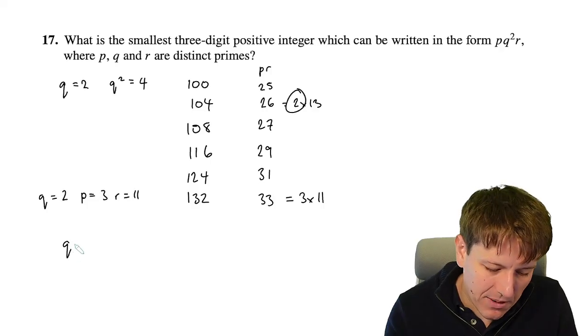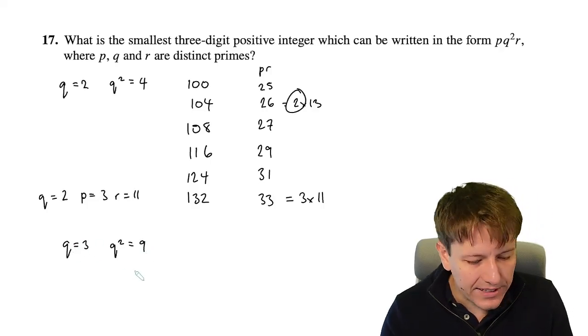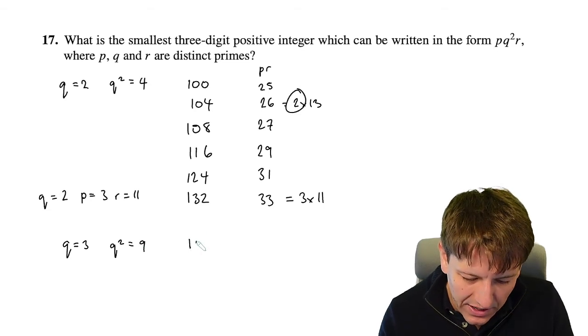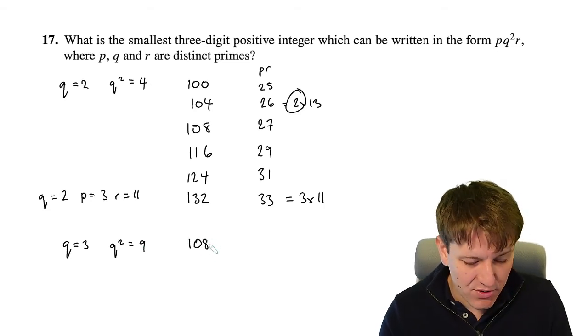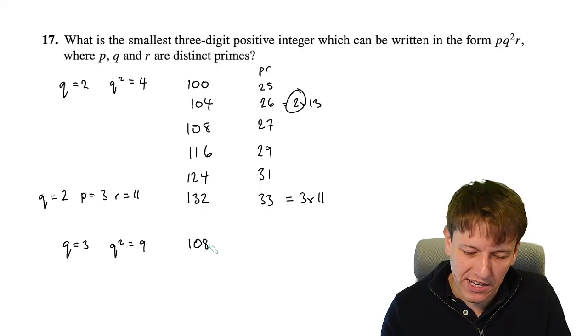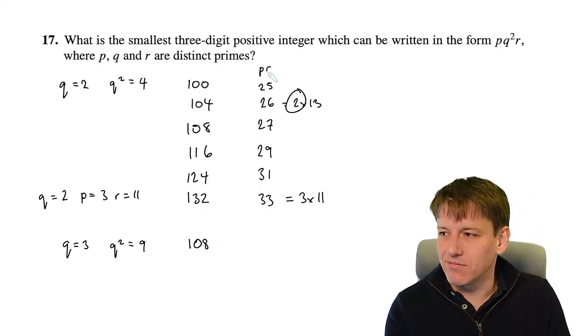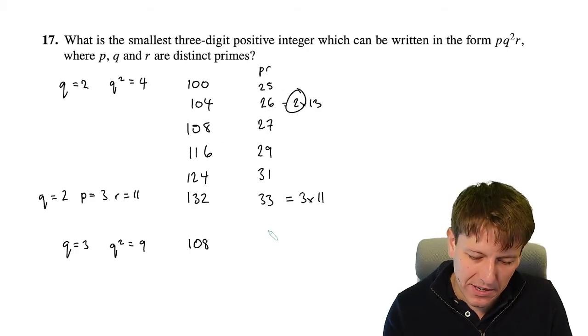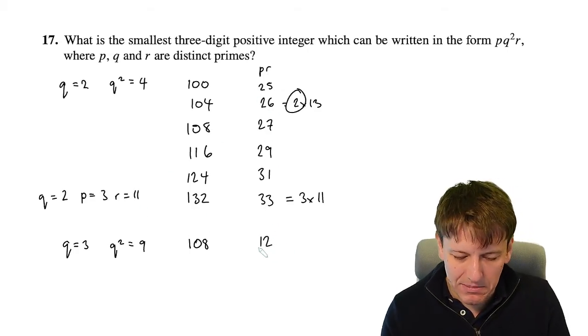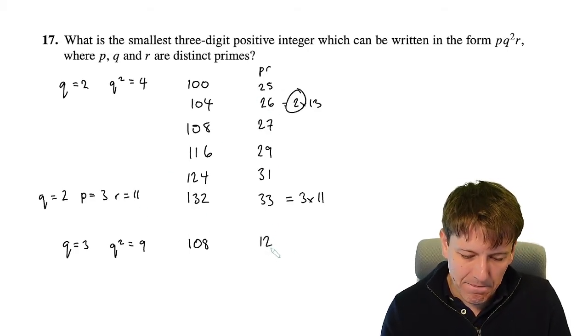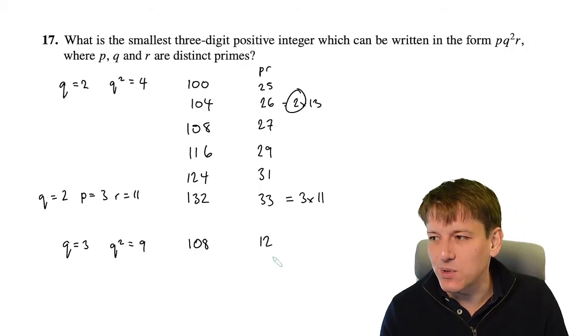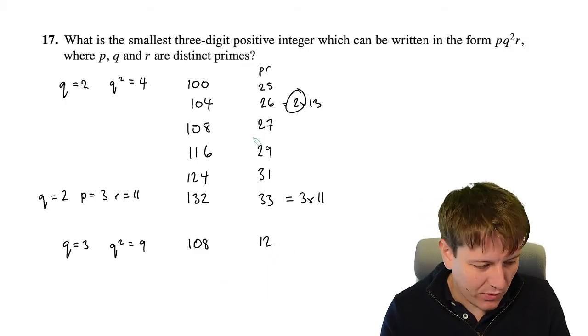Well, I could try and play the same game with q equals 3. So q² is equal to 9. Now the first one I'm going to check here is 108. That's the first multiple of 9 bigger than 100. Okay, I've already checked that doesn't work, but let's just follow through the same logic here, right? So 108 divided by 9 would be 12, so I would need p times r, 2 primes multiplied together, to give 12. Not going to work, as we've already seen.